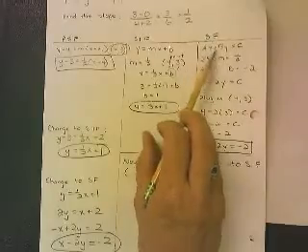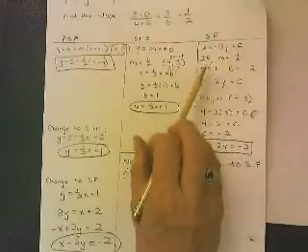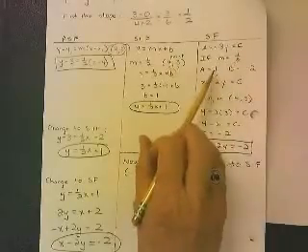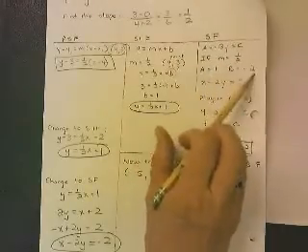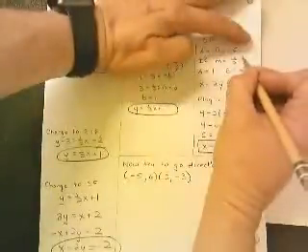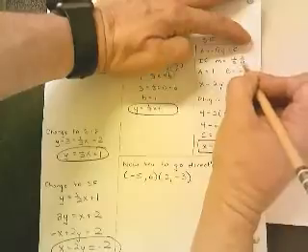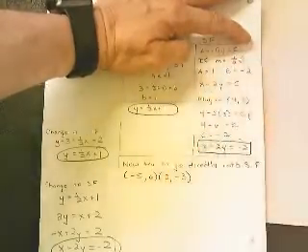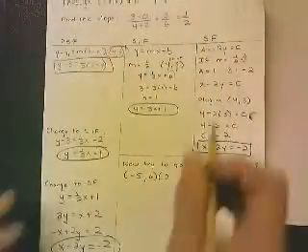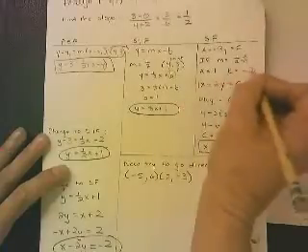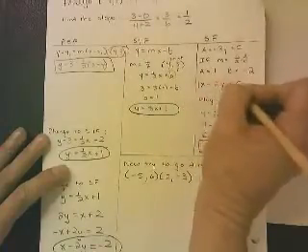I know ax plus by equals c. And I also know that if the slope is 1 over 2, that a is 1 and b is negative 2. How do I know that? Because I know the slope is a over b, and I know if the slope is positive, then b is negative. So that means 1x, ax, minus 2y, by, equals c.